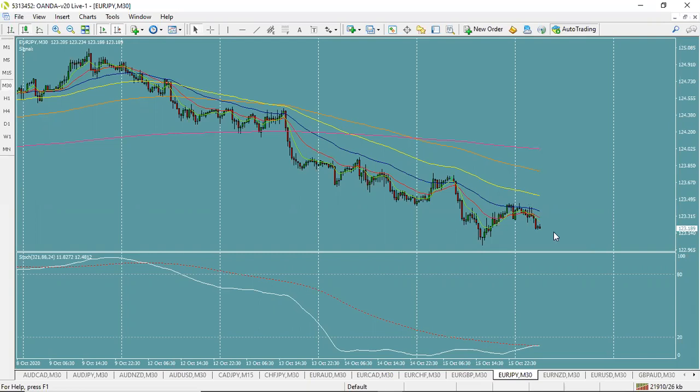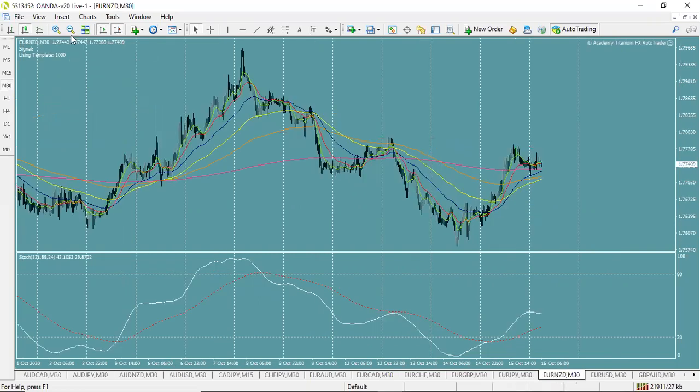So I would definitely keep that one on the line too. So we had a Euro CAD, we've got the Euro Yen, something we're looking at as well. And then we'd be keeping an eye on the Euro Pound as well.